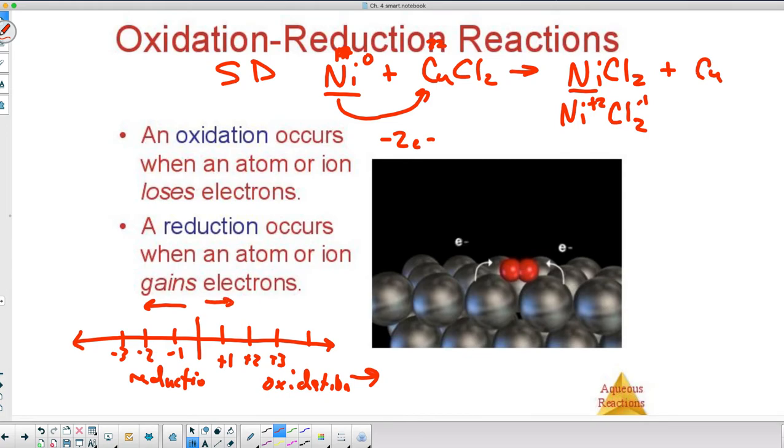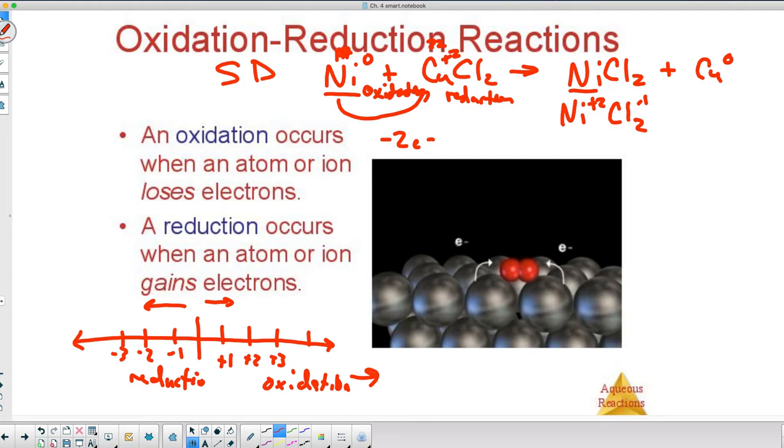So nickel here goes from 0 to a +2, that is a positive move in charge. Copper here goes from a +2 to a 0, so that is a negative. So the copper is what undergoes reduction, and nickel is what undergoes oxidation. And when we put them together, they're called redox reactions, as in RED/OX, redox, as in reduction oxidation.